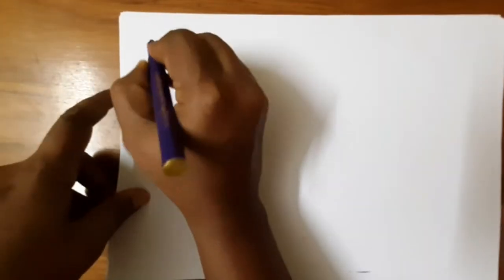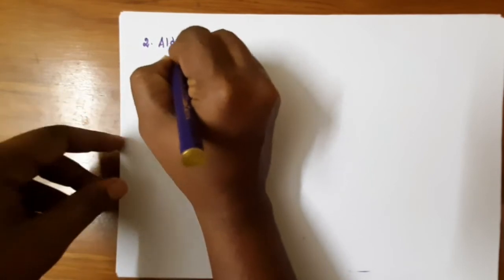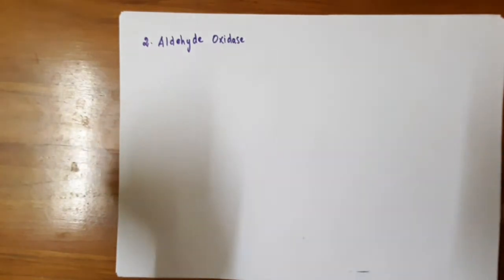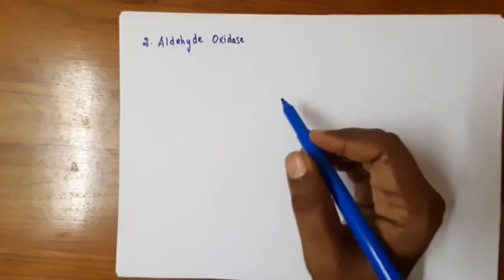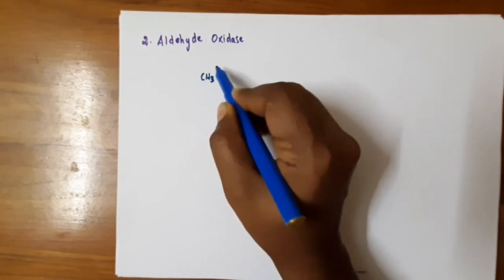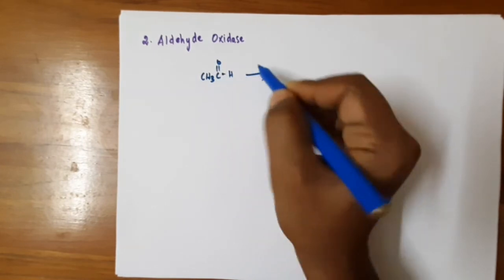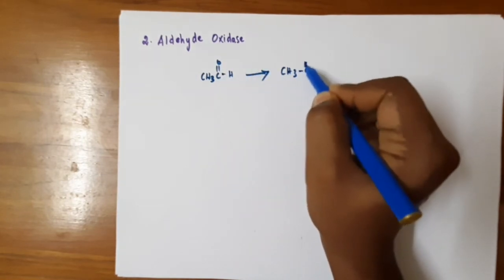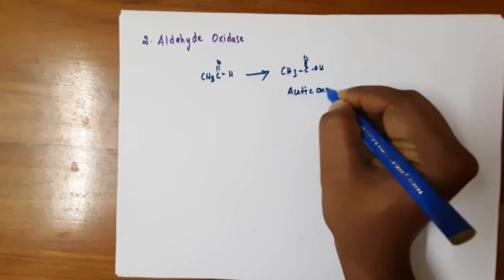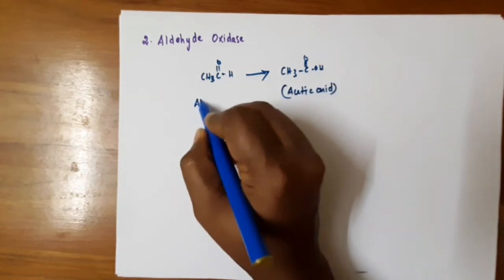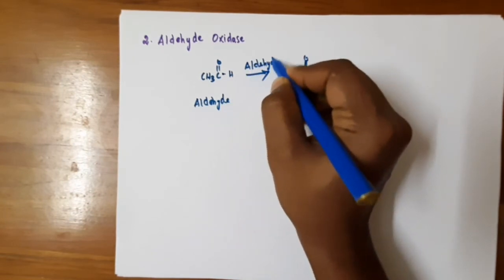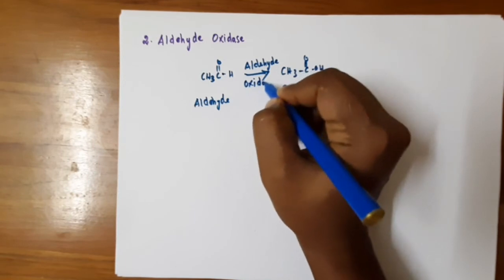And next we will see aldehyde oxidase. This aldehyde oxidase enzyme is used to convert the aldehyde to acid, which is a harmless acid, acetic acid. It is harmless. So aldehydes get converted into acid with the help of the aldehyde oxidase enzyme.